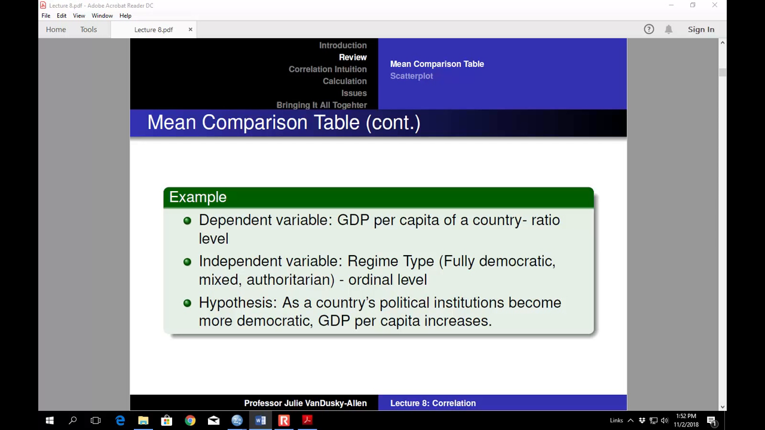In order to demonstrate how to construct a mean comparison table, I will use the following example. Imagine the dependent variable was GDP per capita of a country, a ratio level variable, and the independent variable was regime type, an ordinal level variable with three categories: fully democratic, mixed, or authoritarian. The hypothesis is, as a country's political institutions become more democratic, GDP per capita increases in a country.